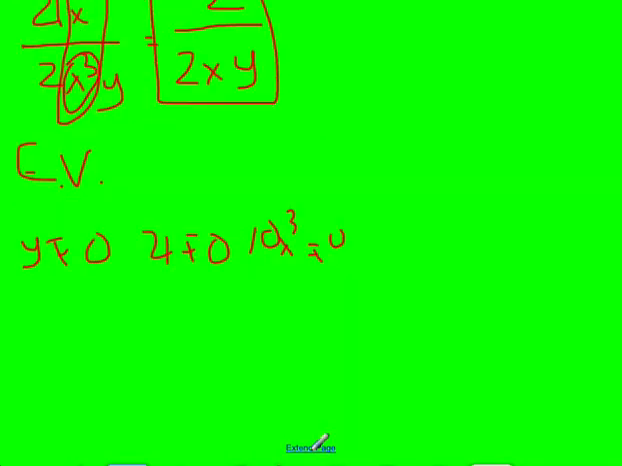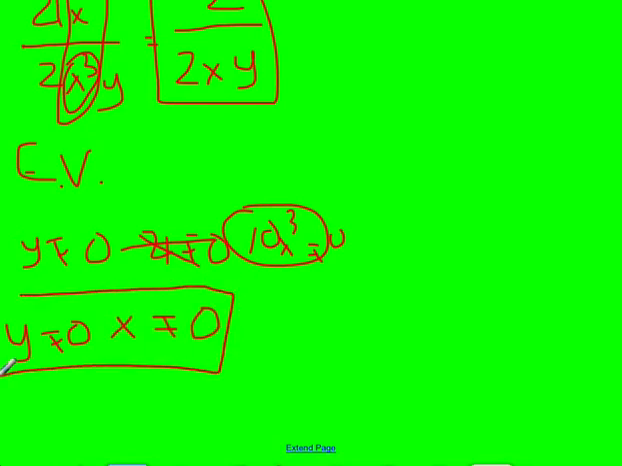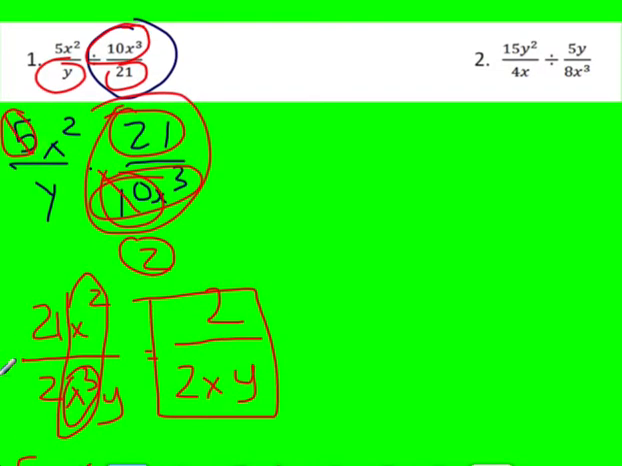So y cannot be equal to 0. Well, 21 is never going to be equal to 0, so I can throw that out. And 10x cubed, the only way 10x cubed is going to be equal to 0 is if x is equal to 0. So our two excluded values are that y cannot be equal to 0 and x cannot be equal to 0. So let's take a look at number 2.